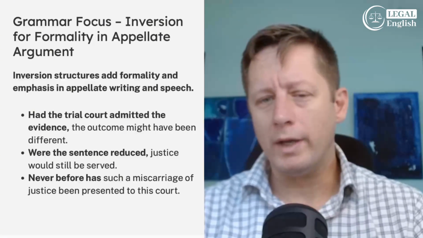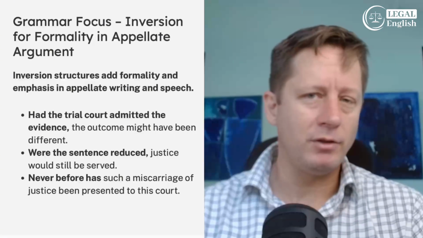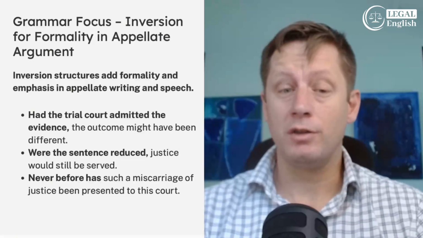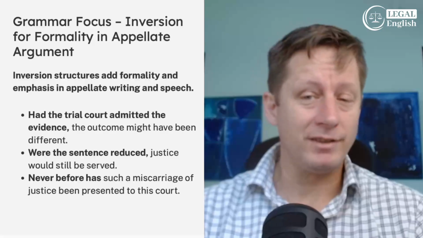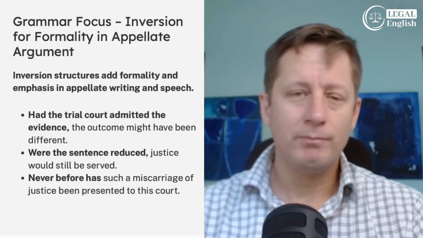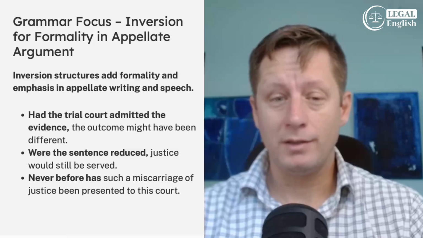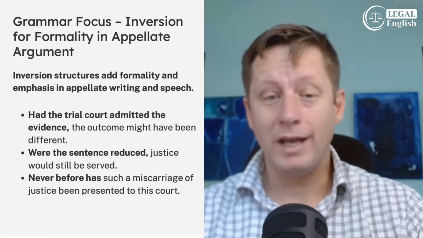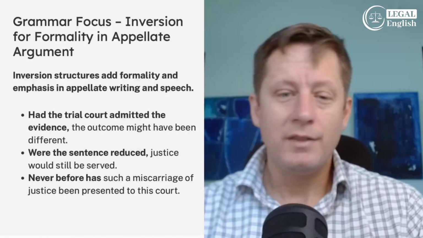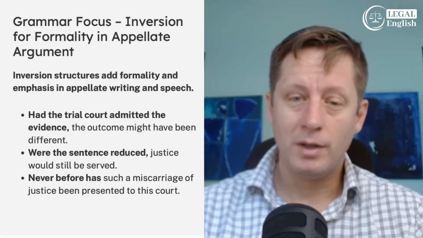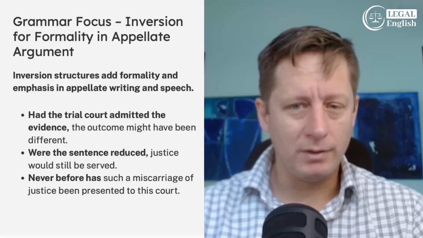One powerful way to achieve this in English is by using inversion structures. Inversion means changing the normal word order for emphasis. Instead of saying, "If the trial court had admitted the evidence," you will say, "Had the trial court admitted the evidence." This structure is shorter, sharper, and more formal, perfect for appellate argument.